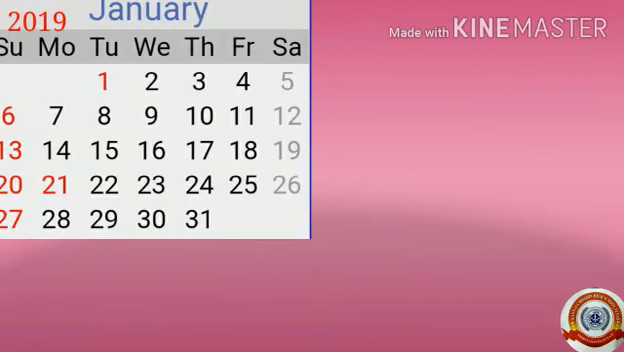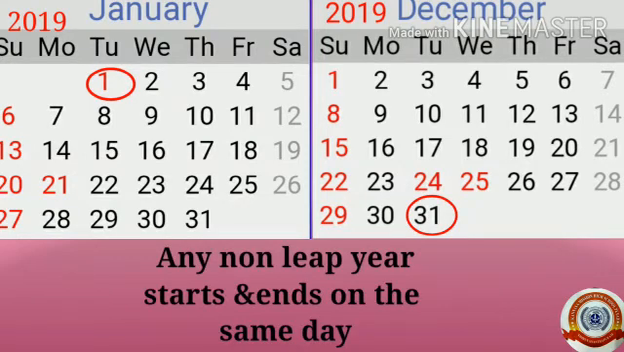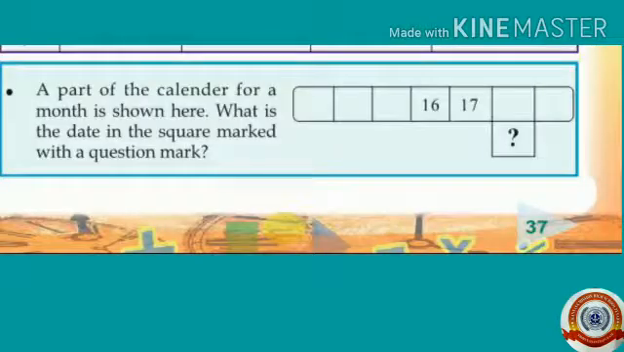The first day in the year 2019, or 1st January 2019, was Tuesday. The last day in the year 2019, or 31st December 2019, was also Tuesday. So, we can conclude that any non-leap year starts and ends on the same day.